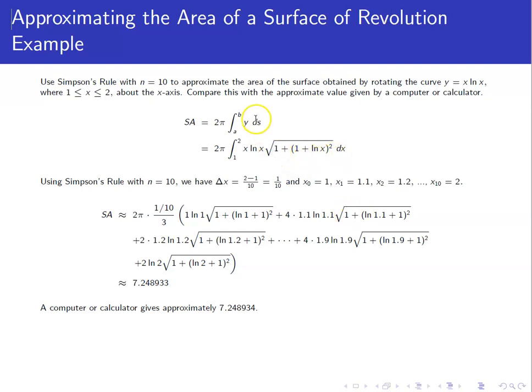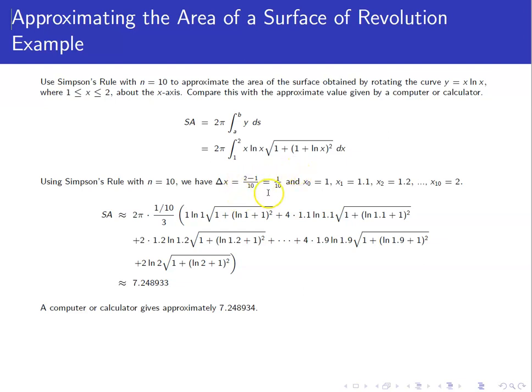So again, here for our differential for our arc length, we'll have square root of 1 plus derivative squared dx. And the derivative here is 1 plus log x. This does not look like an integral we want to try to do by hand. So we'll use Simpson's rule to help us approximate.